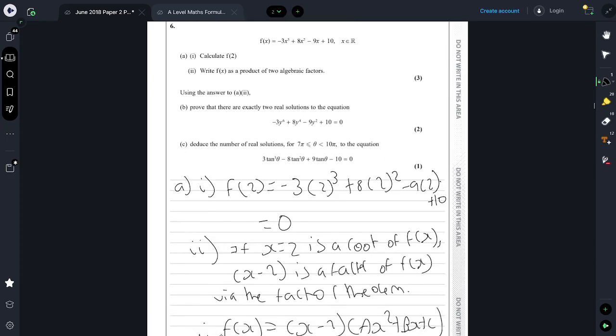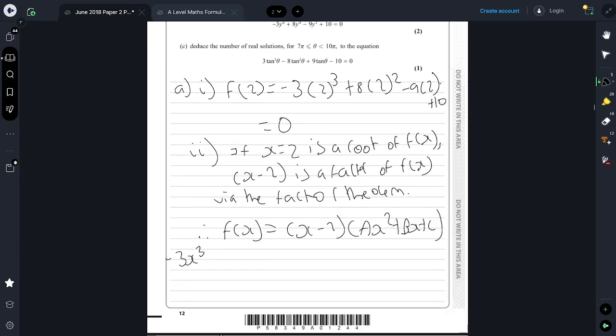Let's write out f of x, which is minus 3x cubed plus 8x squared minus 9x plus 10. It's going to be equal to this here, (x minus 2)(ax squared plus bx plus c). The idea is we need to find the missing a, b, and c values. The best way to do this is to compare coefficients.